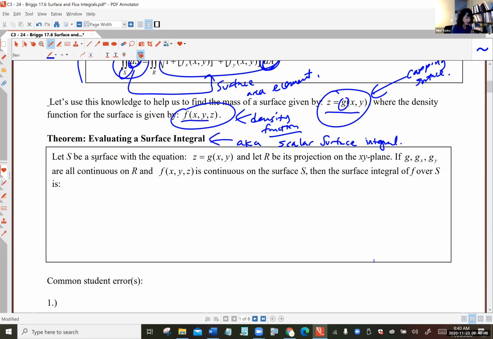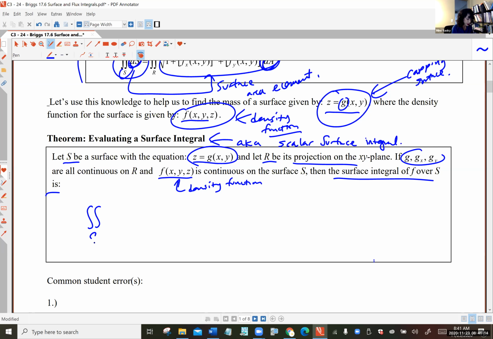So you've got some surface S that's given by the equation z equals g of x, y, and let R be the projection of this capping surface onto the xy plane. Then you need g and its partials to all be continuous on the region. And then f of x, y, z is the density function for that surface. Hopefully that's continuous also.